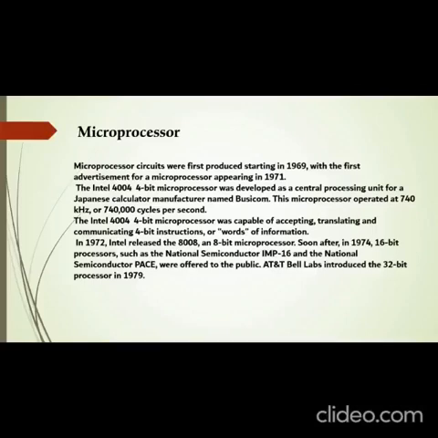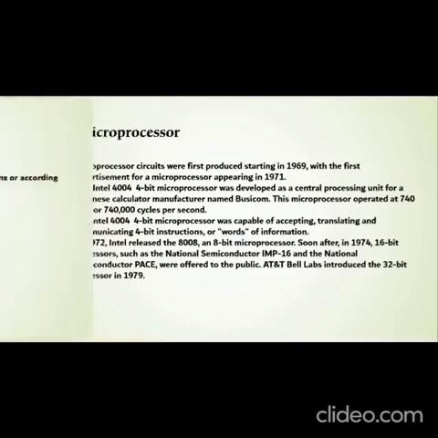In 1972, Intel released the 8008, an 8-bit microprocessor. Soon after, in 1974, 16-bit microprocessors such as the National Semiconductor IMP16 and the National Semiconductor PACE were offered to the public. AT&T Bell Labs introduced the 32-bit microprocessor in 1979.